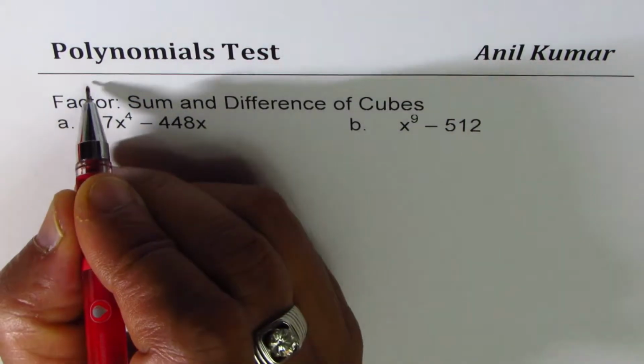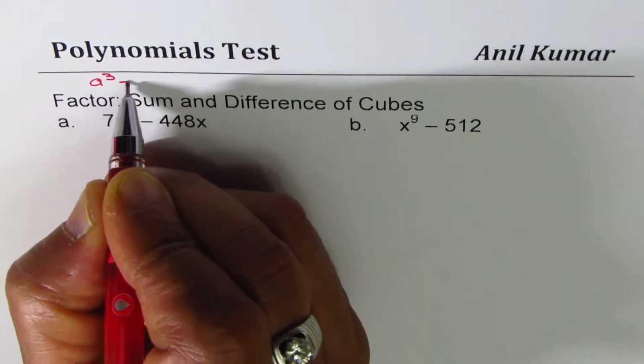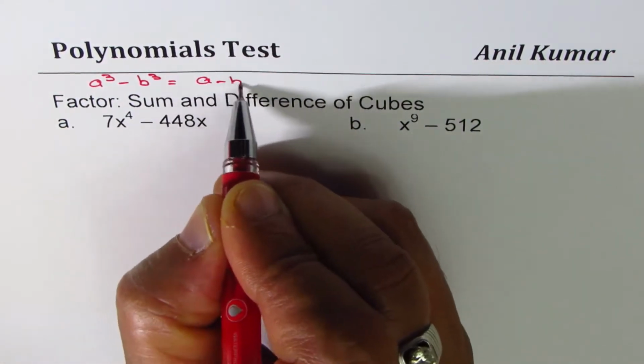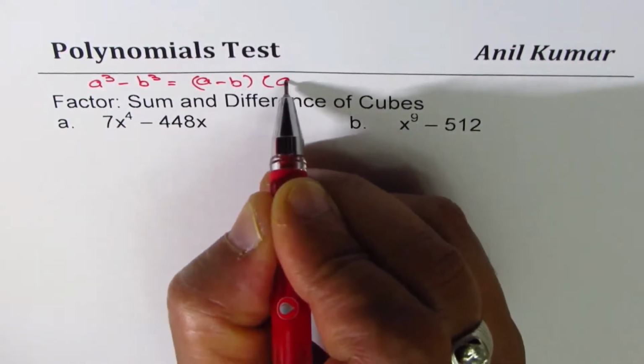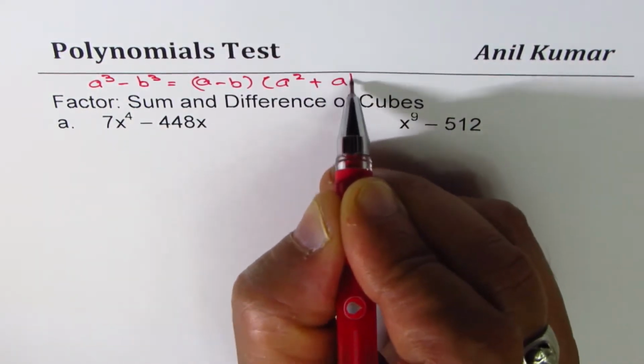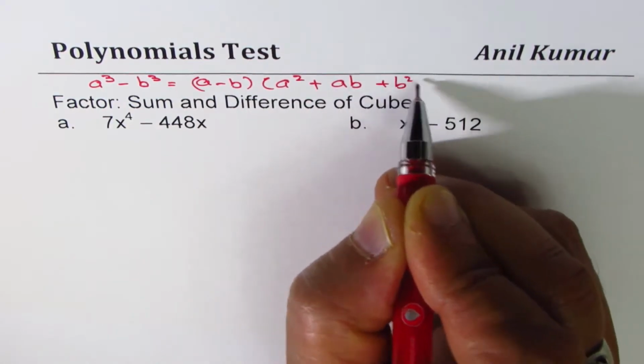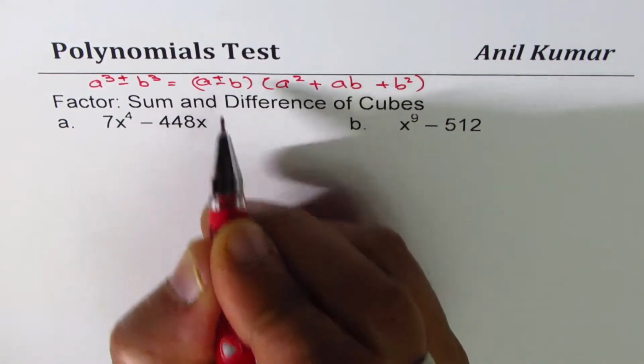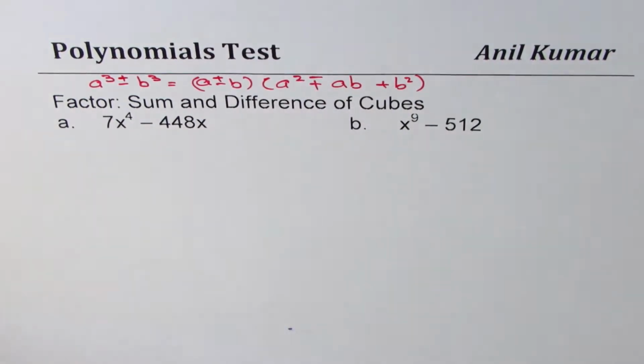You can use these formulas. a cube minus b cube is equal to a minus b times a square plus ab plus b square. And if we have plus here, then the sign will change slightly as shown here. Perfect. You can now pause the video, factor the given expressions, and then check with my solution.